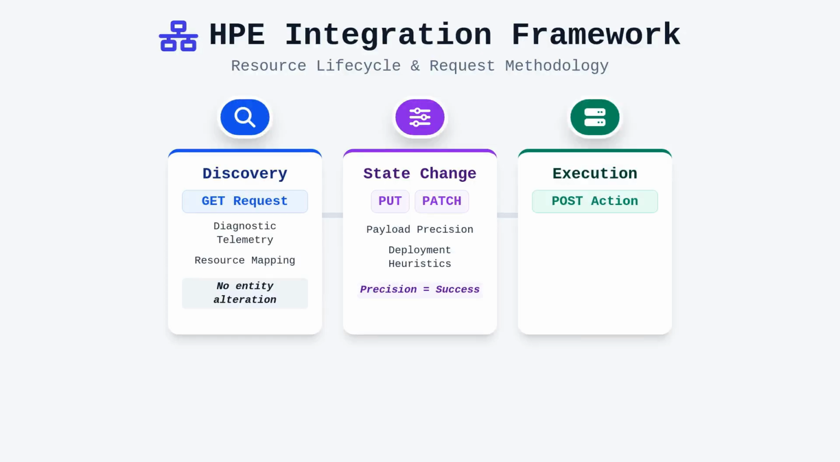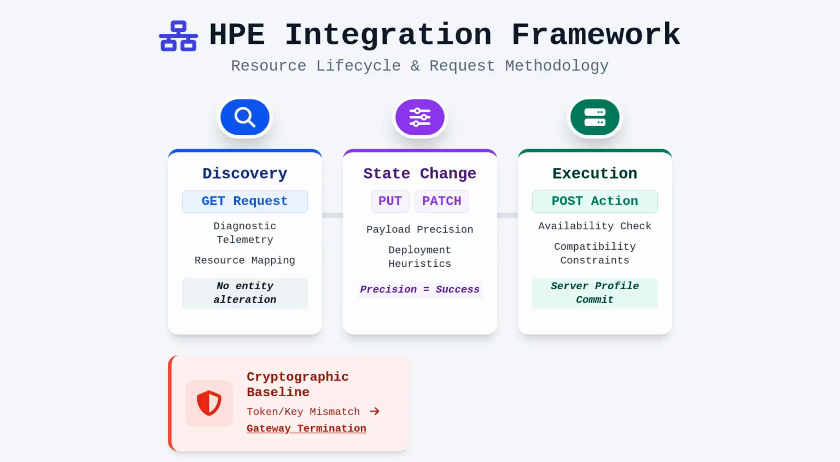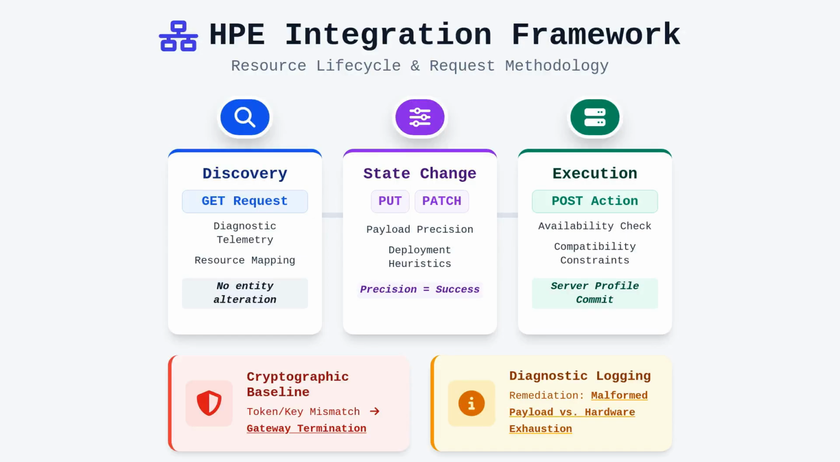Consider the case of deploying a server profile. The integration engine must calculate the resource availability and compatibility constraints before committing to a POST action. If the cryptographic baseline, often enforced via session tokens or API keys, does not align with the security policy, the API gateway will terminate the handshake, leaving your deployment script in an indeterminate state. This is where diagnostic logging acts as your primary feedback loop for rapid remediation, distinguishing between a malformed payload and a genuine hardware compatibility exhaustion.